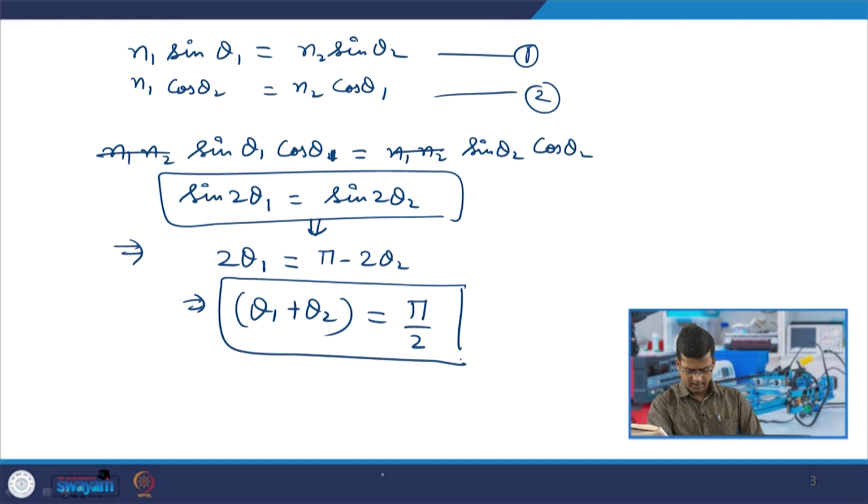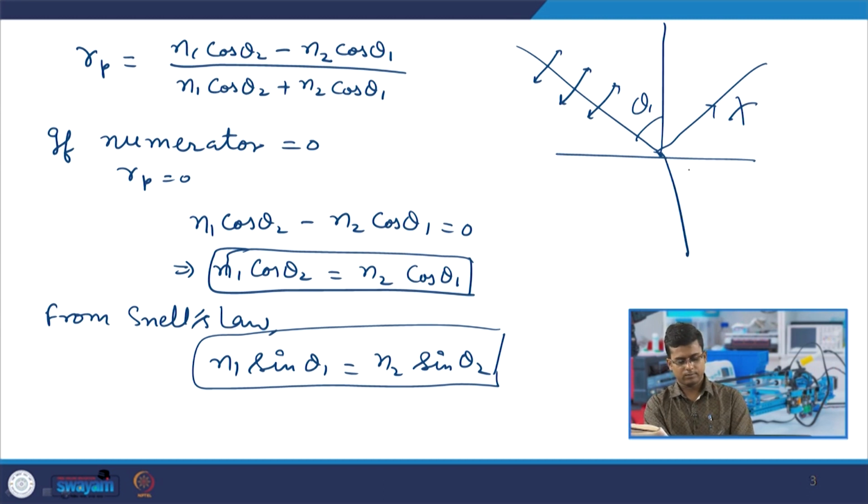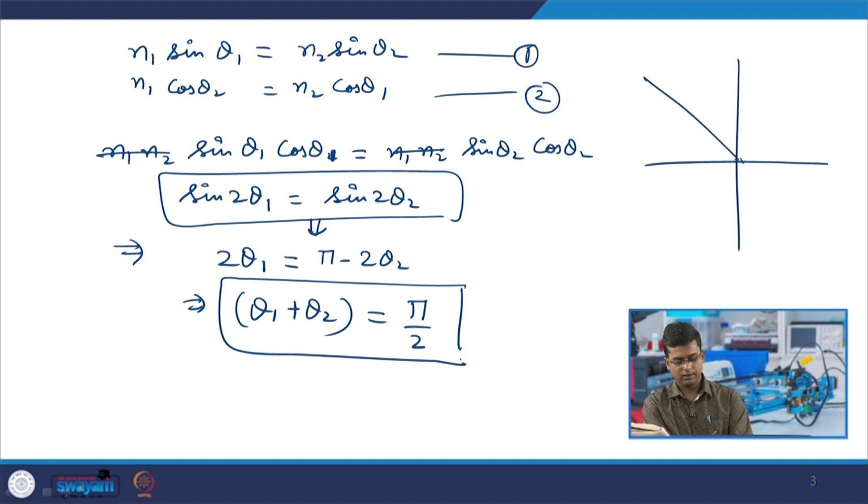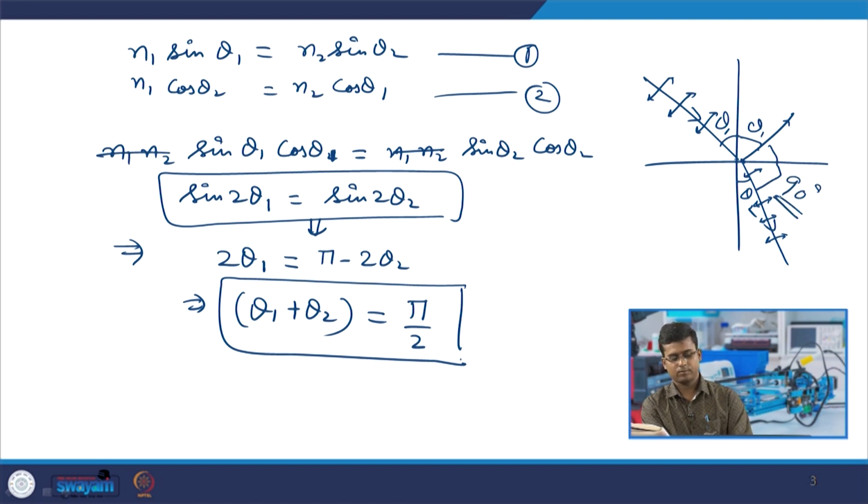What does it mean? It means that this angle theta 2, when light was incident, theta 1 plus theta 2 should be 90 degree. So, if you have this wave which is travelling, and if you have theta 1, you have theta 2, then all the light which is coming here gets transmitted, no light gets reflected. So, basically this angle should be 90 degree. So, theta 1 plus theta 2 is equal to pi by 2.